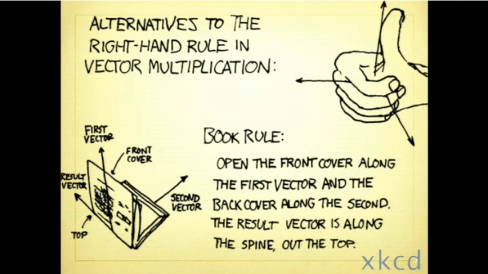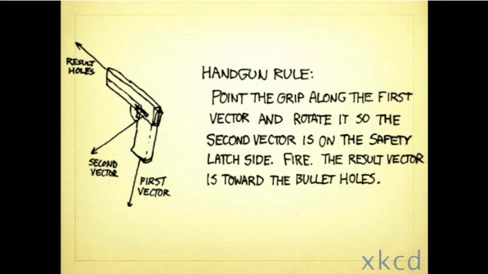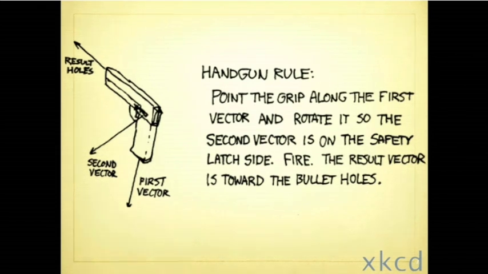So you take a book, and you have the first vector along the front cover, the second vector along the back cover, and the third vector, that's then the spine. That's the resulting vector. That's one picture. The right-hand rule is probably more useful. But there he has another, politically not so correct rule, the handgun rule, where the grip is the first vector, rotated so that the second vector is on the safety latch, and then the resulting vector is shooting in the direction of the cross product.